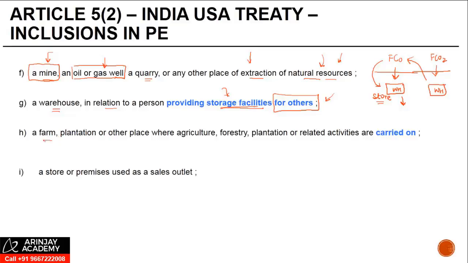A farm, plantation, or other place where agriculture, forestry, plantation, or related activities are carried on. A store or a premise used as a sales outlet. So if a foreign company has a store in India from where they are selling goods to customers, this store will amount to a PE. But if this store is not used as a sales outlet but only for display purposes, then in that case it will not amount to a PE.